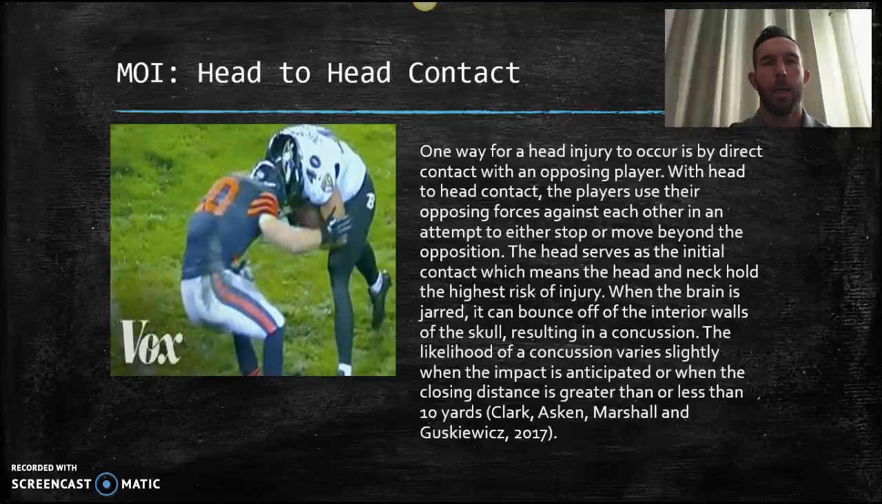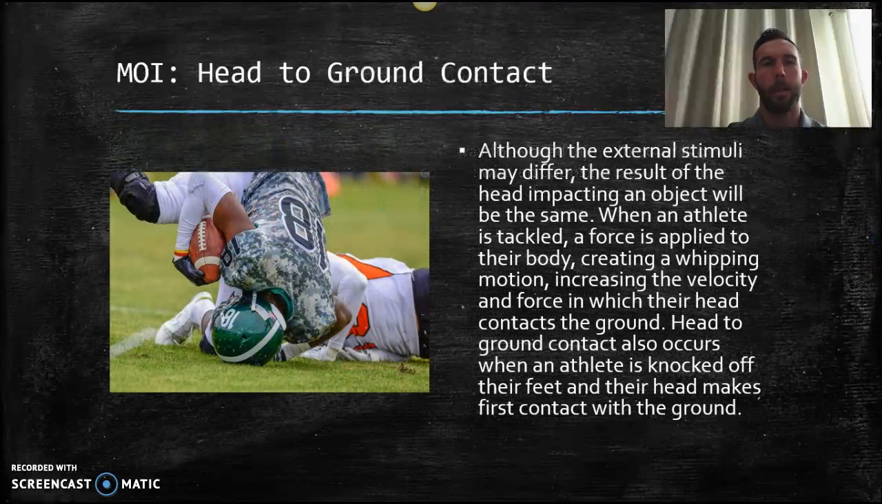Mechanism of injury on this one is a head-to-head contact, and this usually occurs when a player dips their head down and doesn't keep sight of what they're tackling, and they use their head as a striking object as opposed to the shoulder, which is the proper way to tackle. The second mechanism of injury is head-to-ground contact. A lot of times when a player is tackled, their legs get taken out from under them, they flip in the air, and they land on their head, compressing the neck and the spine and causing the brain to be jarred inside the helmet and inside the skull.